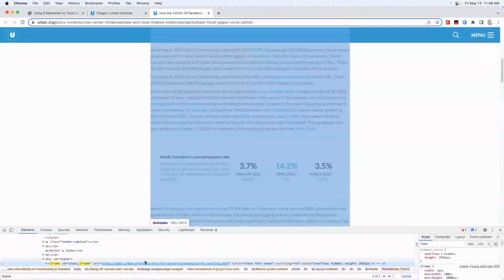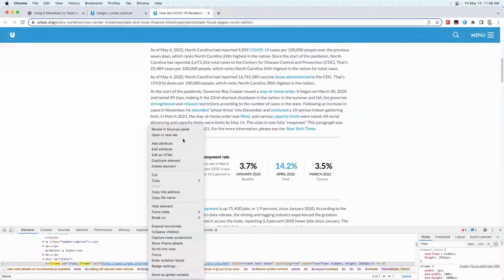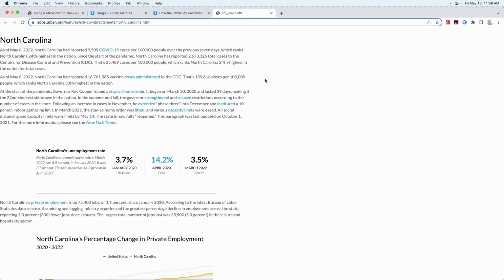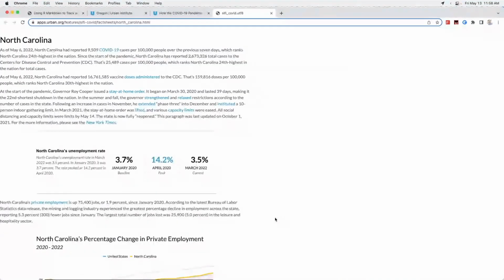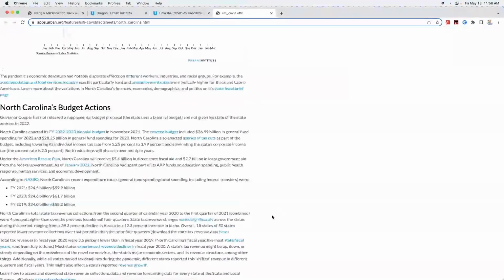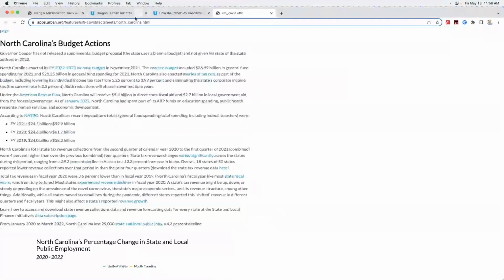You actually have an iframe here where you are serving this. It doesn't look like this is necessarily directly from GitHub. I'm guessing you then somehow push these from GitHub to somewhere on the Urban website, and then this is actually embedded.